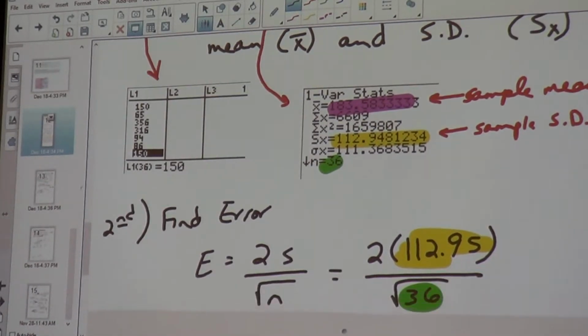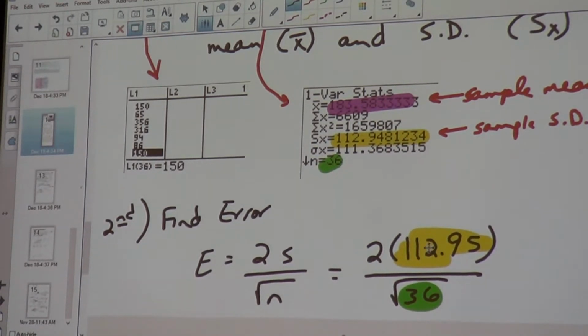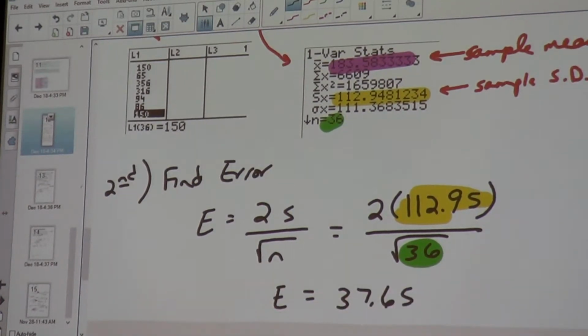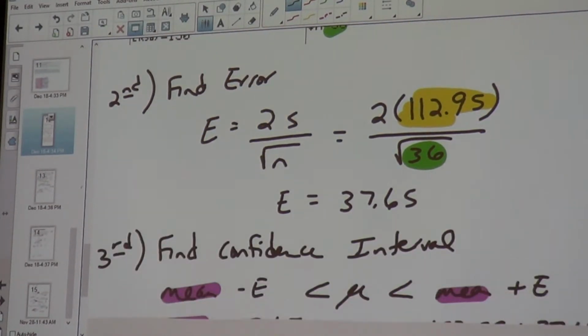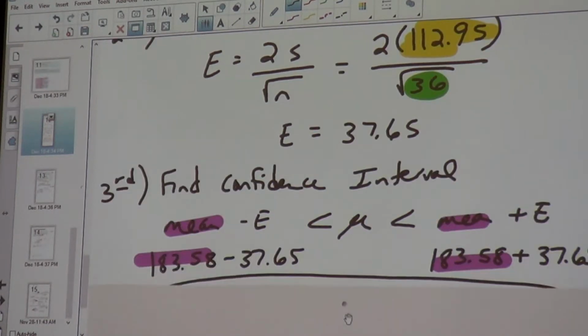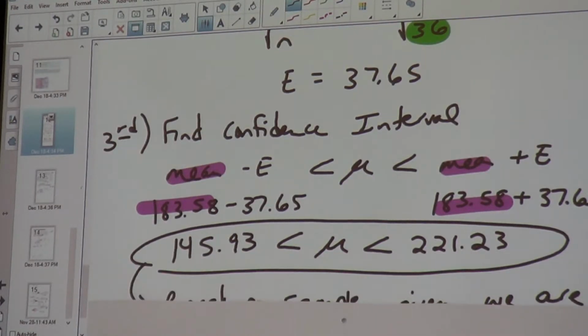I color coordinated it for you. I didn't do that whole thing, I just did a couple places behind the decimal. So 2 times that divided by the square root of 36 gives me my error. That's my wiggle room. And what am I wiggling off of? What color? The purple, the mean. I'm wiggling off of the mean. So 183 and some change. So I did 183 and some change minus the error, 183 and some change plus the error.